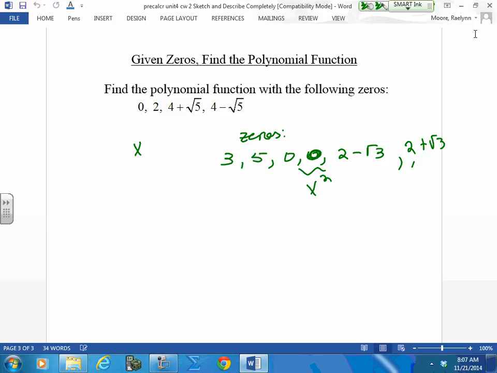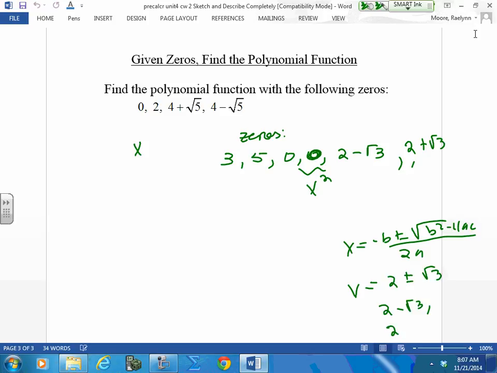They come from your quadratic. When you do your quadratic, when you get down to the end, you always get 2 plus or minus radical 3. 2 minus radical 3, 2 plus radical 3. So your conjugate pairs, they have to be a pair if you use your quadratic. You always get that plus or minus. Or if you complete the square, you take the square root, you get the plus and minus. So see if you can come up with the equation for this function.